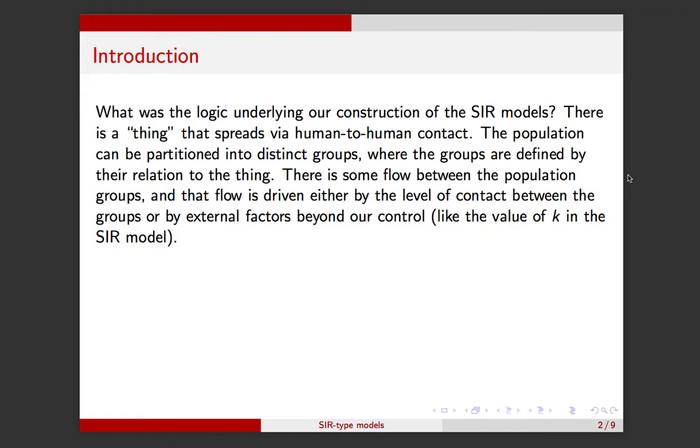So in the classical SIR model, the flow from I to R did not depend on any contact between the groups. So basically you have flow, where that flow is either driven by contact between the groups, like S to I flow, right, going from susceptible to sick, or you have flow that's just like, hey, on a given day, a fixed proportion of people flow from one group to another. That was the basic logic of the SIR models.